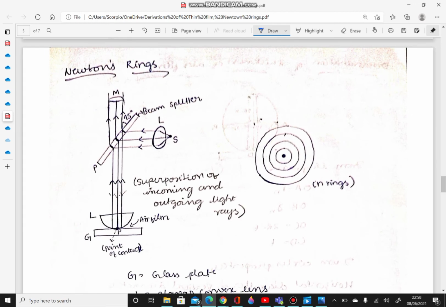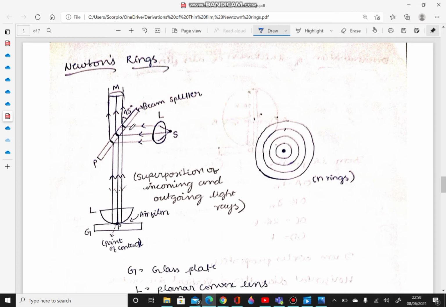We'll take a source and light is emitted from it, and this diverged light is converted into a parallel beam of light using a convex lens, and this parallel beam of light will be incident on the beam splitter. Here the beam splitter is placed at an angle of 45 degrees, as you can see here.